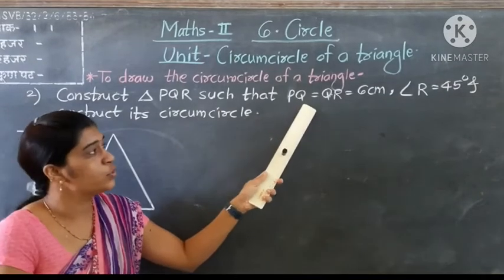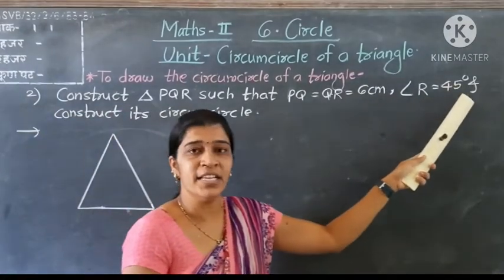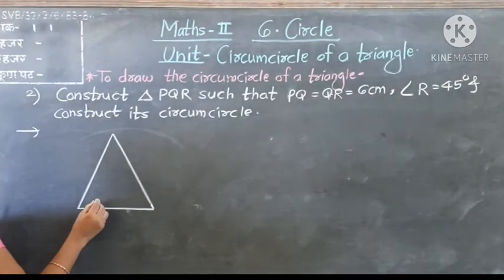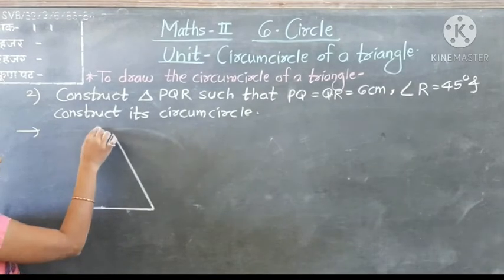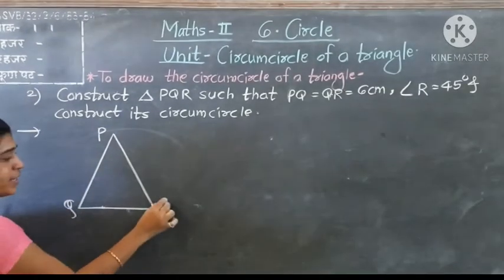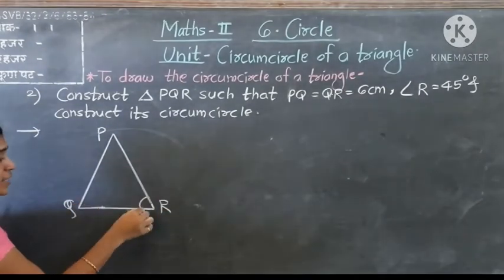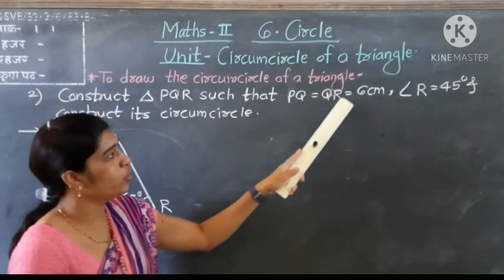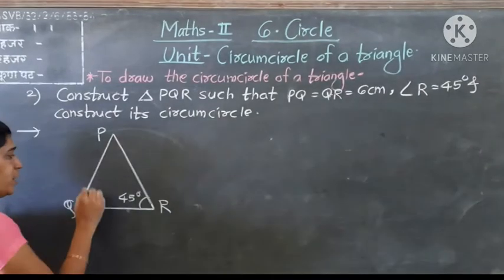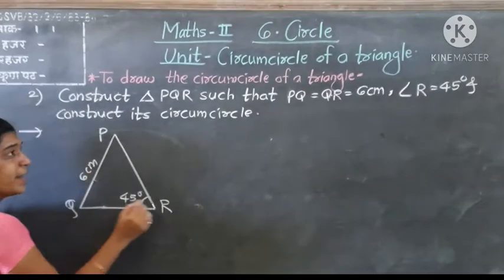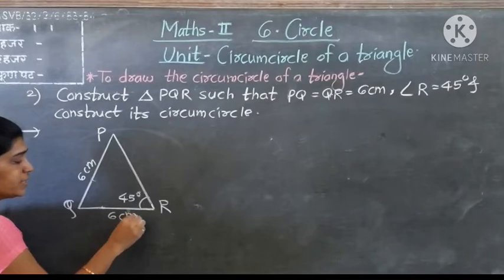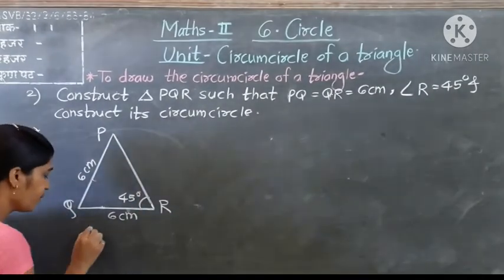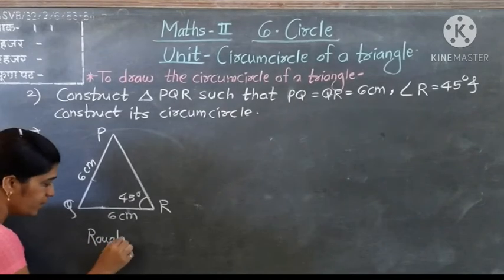What are the given things? 2 sides are given here and 1 angle is given. So take angle at base. Here I take the angle as PQR. Name this triangle. Angle R is given 45 degree. And PQ and QR are given 6 cm. PQ is given 6 cm and QR is also given 6 cm. Okay. First draw rough figure. Rough diagram.